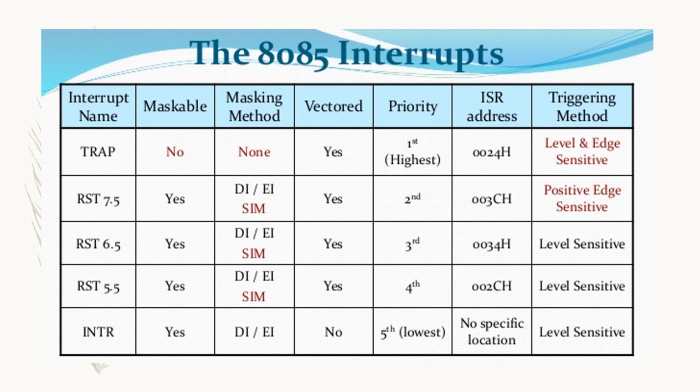There are two types of edge triggering, positive and negative. If I am triggering towards the positive end, it becomes a positive edge. If I am triggering towards the negative part, it becomes my negative edge triggering.